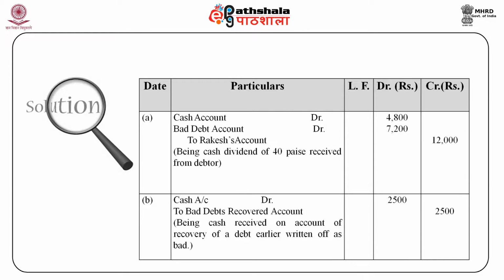In part B, received rupees 2,500 from a debtor whose account has been earlier written off as bad debt. In this case, cash account is debited with rupees 2,500 and bad debts recovered account will be credited with rupees 2,500. Because in this case, cash has been received through the recovery of bad debts.